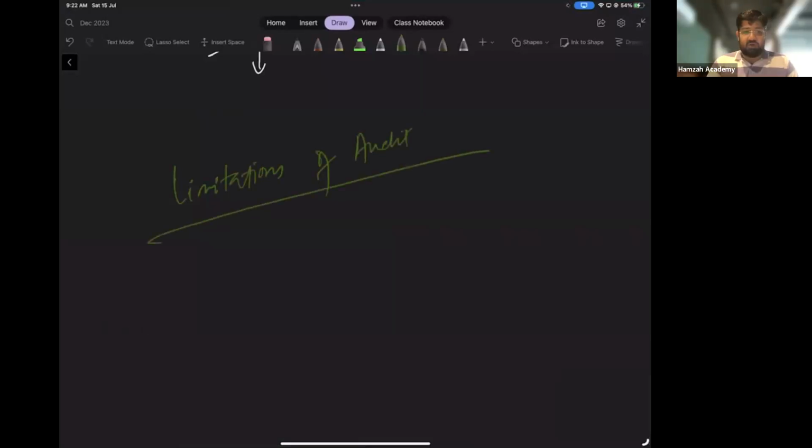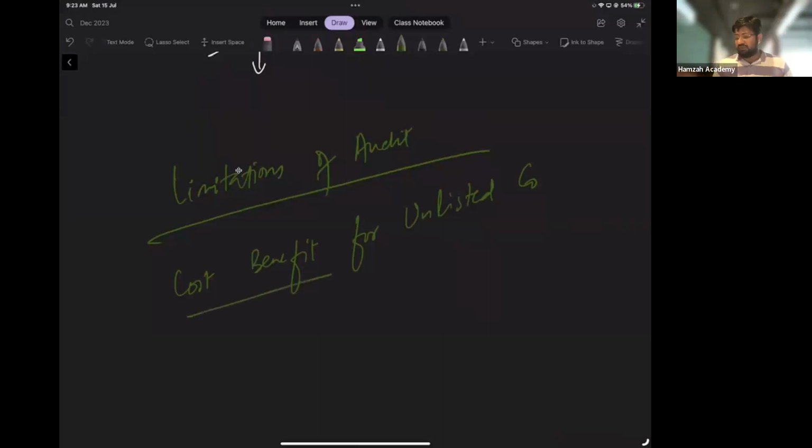The first limitation of audit, students, is cost-benefit. Audit has a cost, right? For unlisted companies, those which are not listed and for which audit is not required, they may not go for audit. They say cost is high, we have not issued shares to the public, so why should we go for this? That is the cost-benefit situation.